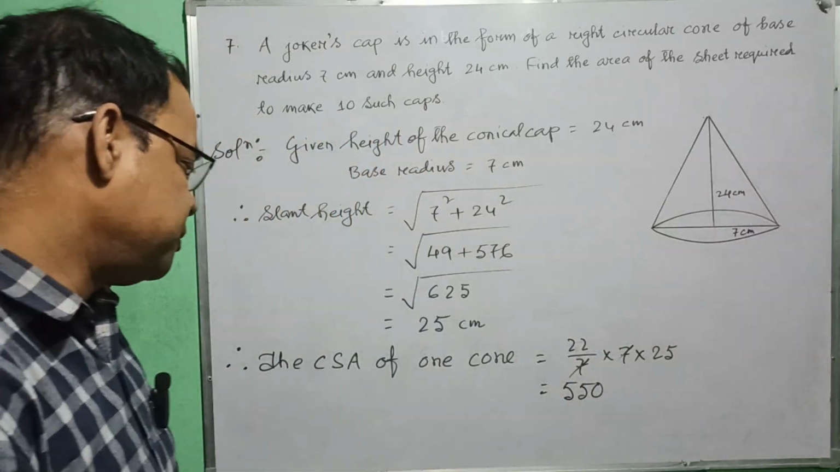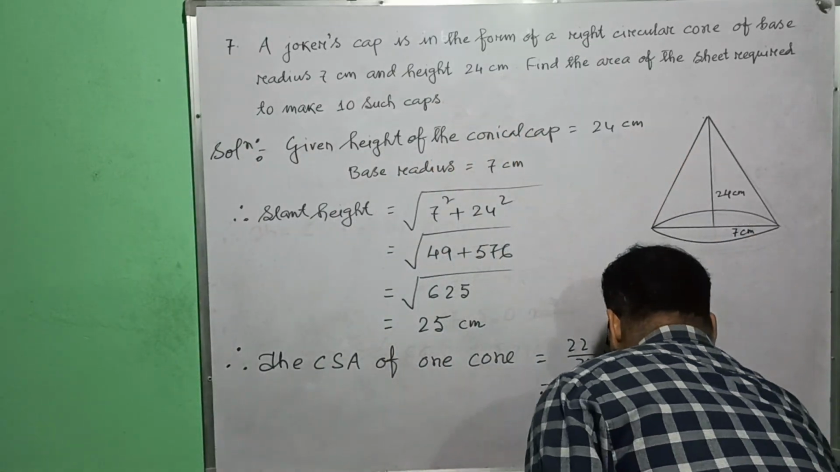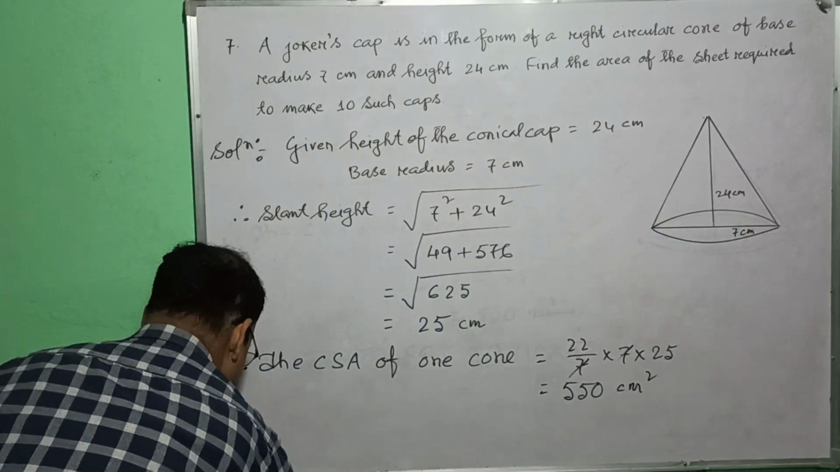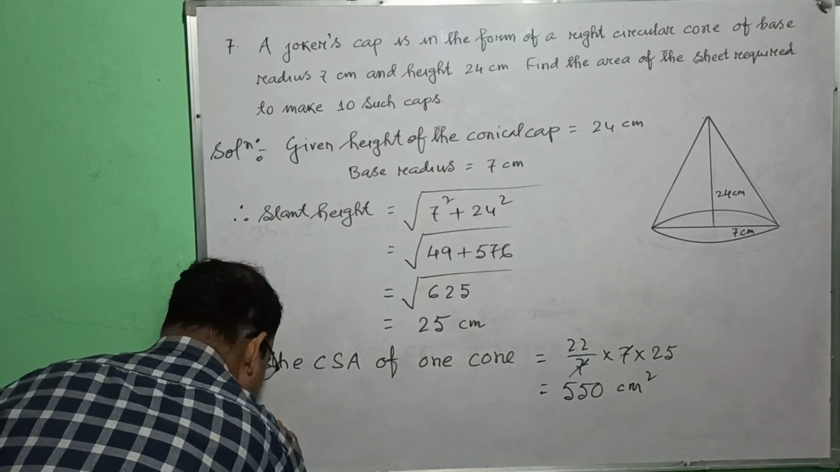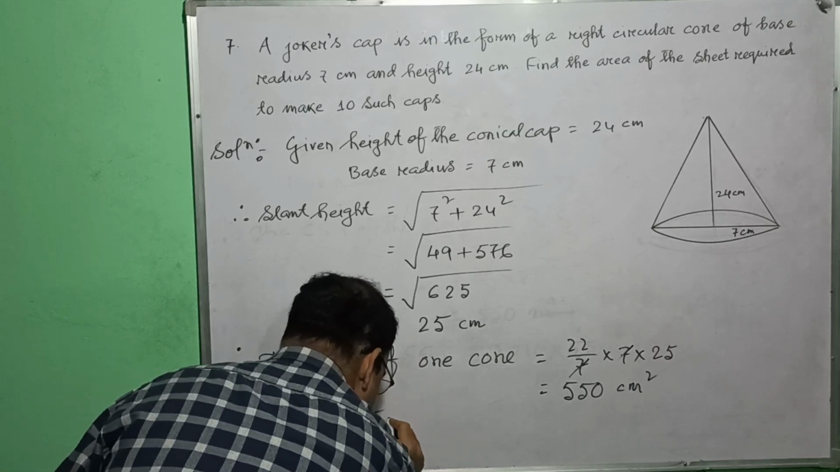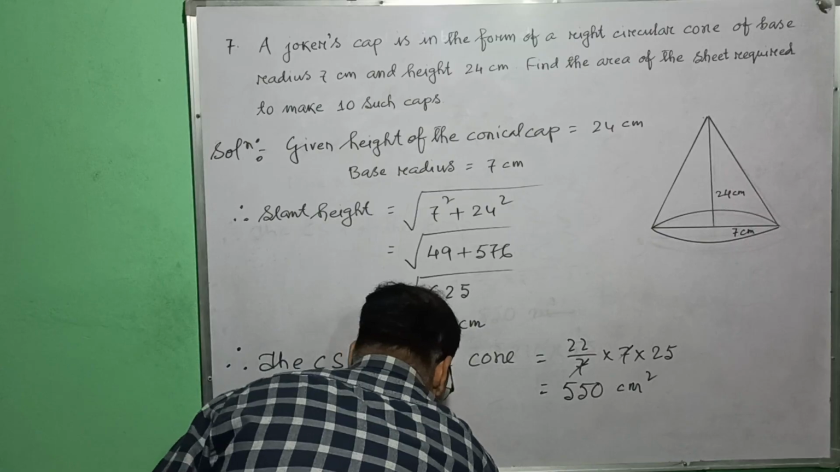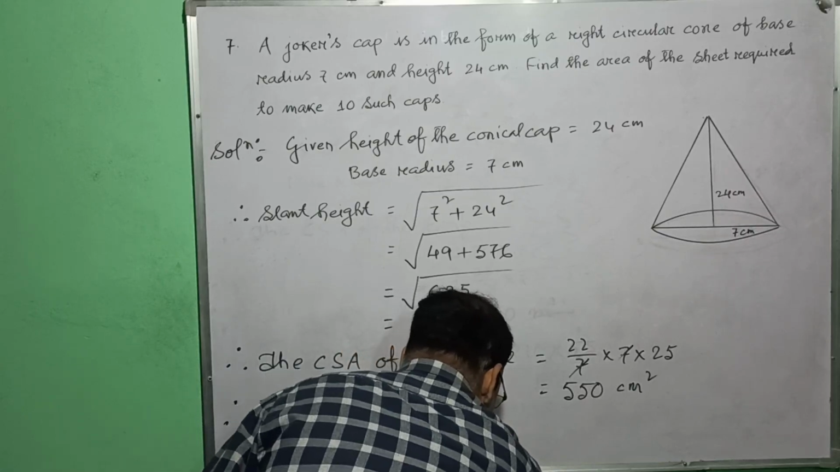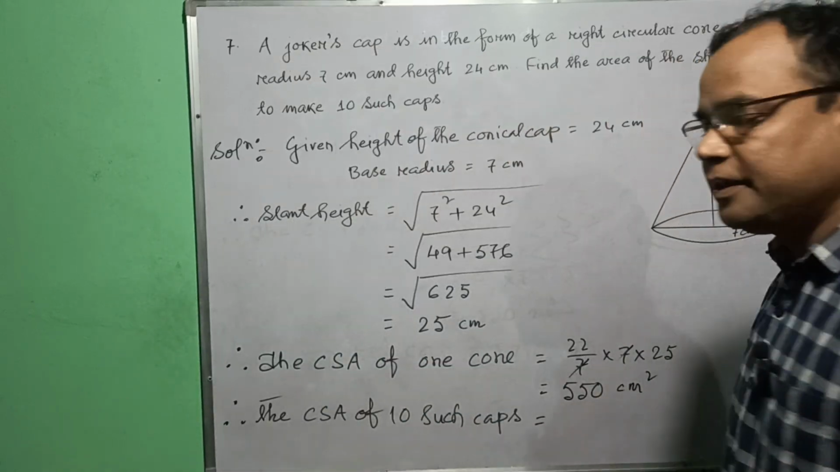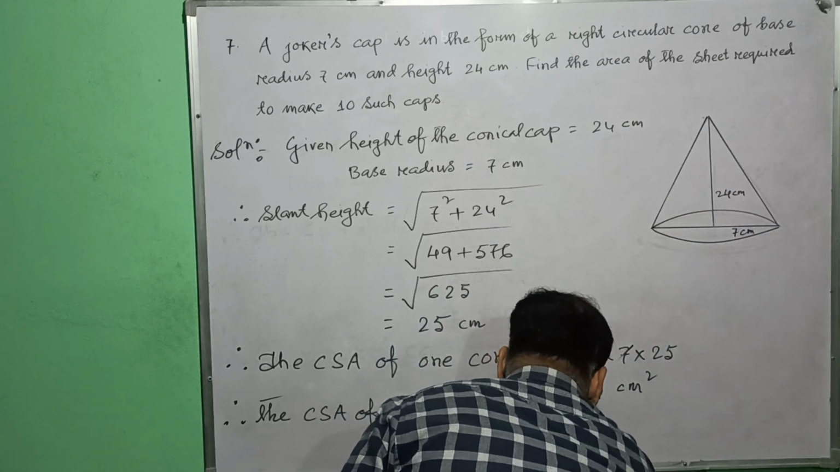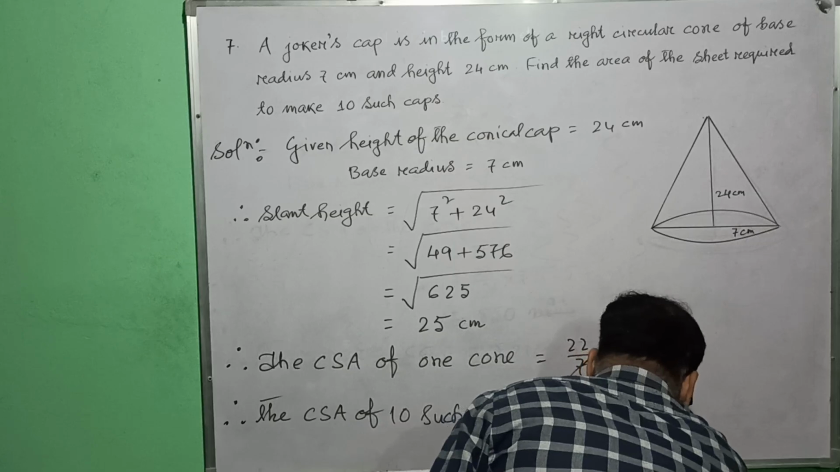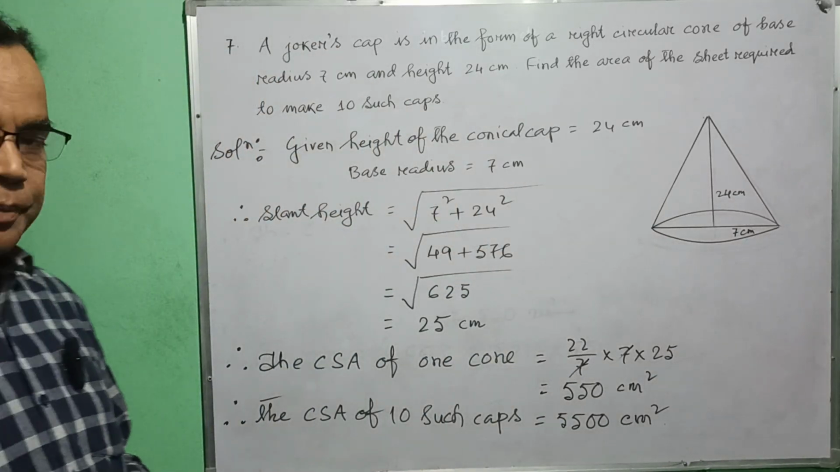So this is the CSA of one cone. It is 550 centimeter square. Now we can write the answer. Therefore, the CSA of 10 such caps equals 10 into 550, which equals 5500 centimeter square. This is the answer. So I hope you can understand.